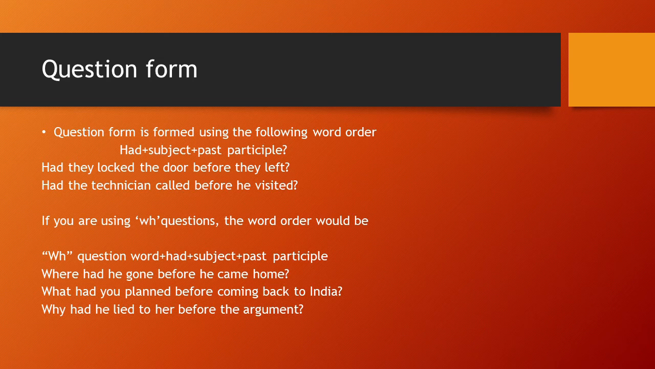Okay, so if you're using WH questions also, the word order can still be like this: you have the WH question word first, followed by had, then the subject, then the past participle. Similarly, if you have a statement like "he had gone before he came home," that's not a question. So you could ask, where had he gone before he came home? That's a question. Okay, so what had you planned before coming back to India? Why had he lied before the argument? Okay, so again, the past participle can be preceded by WH questions.